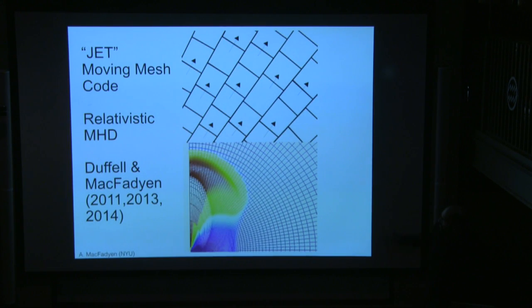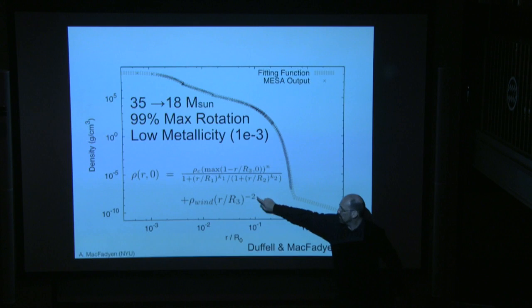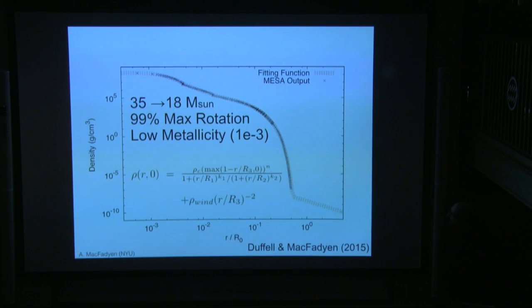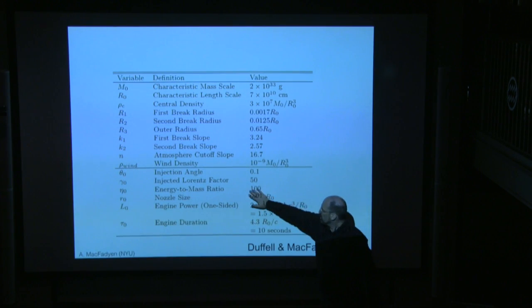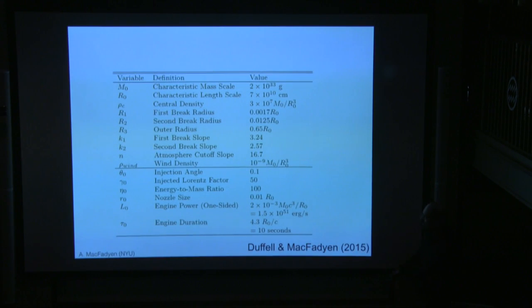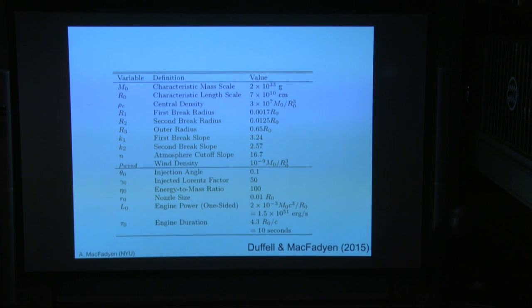And what we did is, we redid these simulations of jets breaking out of stars in a 35 solar mass main sequence star, which was 18 solar masses when it died. It was rotating almost maximally, and it had a low metallicity. So this is its density structure, which we fit with this formula. And we put it in a wind medium, which is going to be important. Okay, and then I don't want to go through all of this, but this just describes the parameters of the star. And then we have an energy to mass ratio, an eta of 100. So this is a jet that should asymptotically have Lorentz factor 100. Okay, and then we powered the jet for 10 seconds, which is the duration of a long duration gamma ray burst. That could be 100 if we wanted.